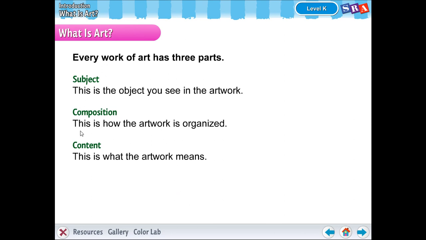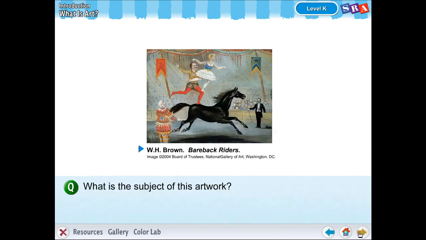And then there's composition. Composition is how did they put the artwork together? How do they organize it? And then when we talk about content, what we're asking is, what does the artwork mean? So every work has three parts: the subject, the composition, and the content.